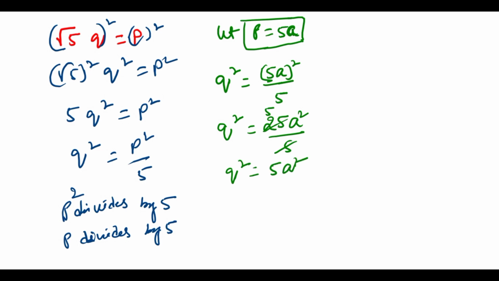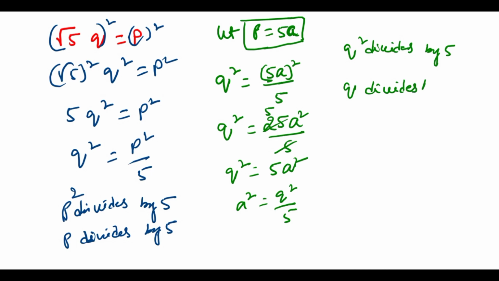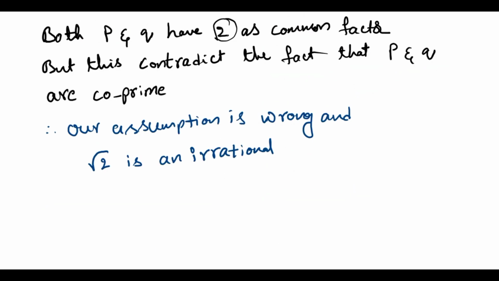Then we write A squared equals Q squared divided by 5. That means 5 divides Q squared and 5 divides Q. That means P and Q both have a common factor, that is 5. So in this step, both P and Q have 5. Don't forget, instead of 2 you can write 5 as a common factor. But this contradicts the fact that P and Q are co-prime.